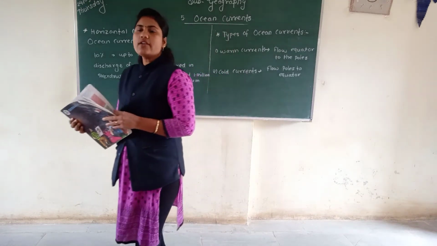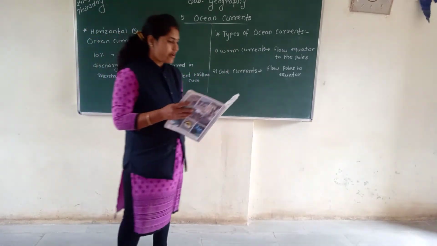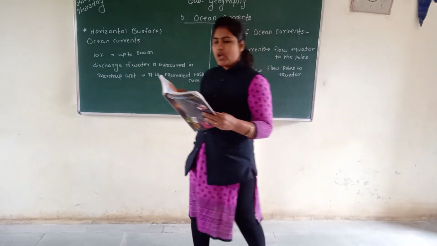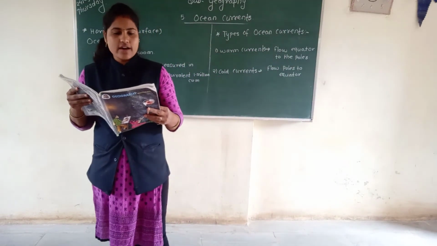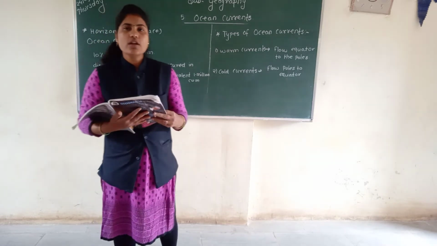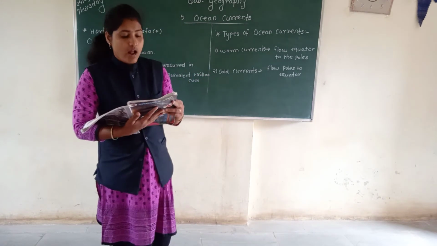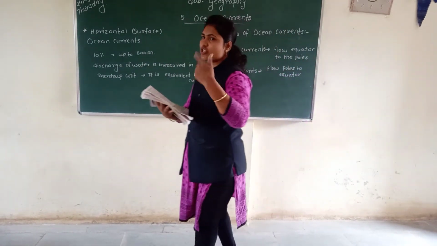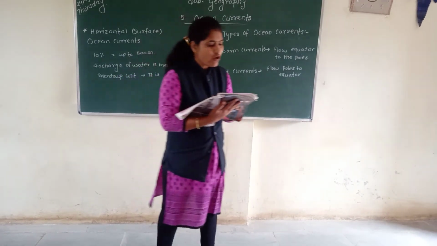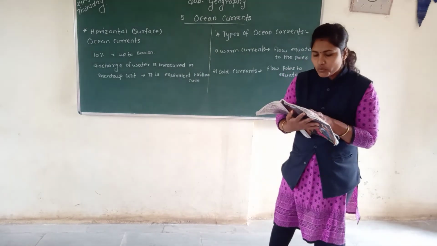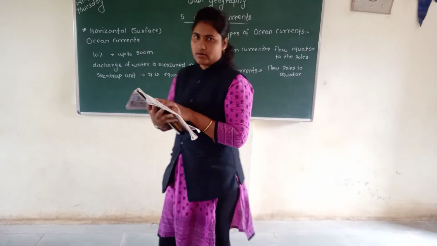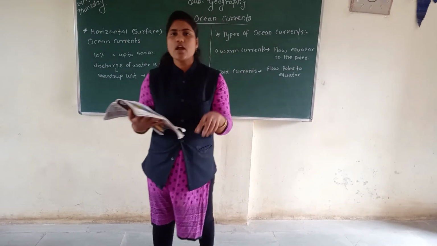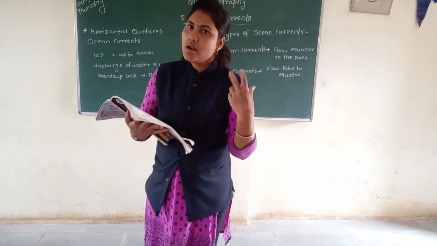Next, continental structure. Continental structure is also responsible for ocean currents. How? According to the alignment of the coastline, the direction of the ocean current changes. Alignment means the structure of the coastline; because of it, the direction of ocean currents changes. Now see, the velocity of the ocean current is around 2 to 10 km per hour.